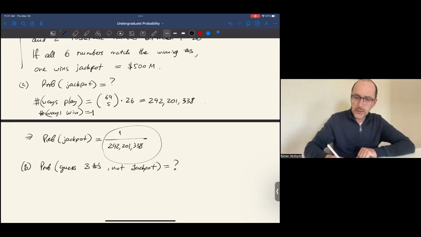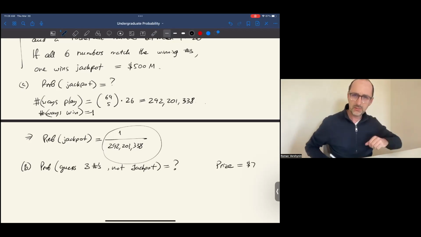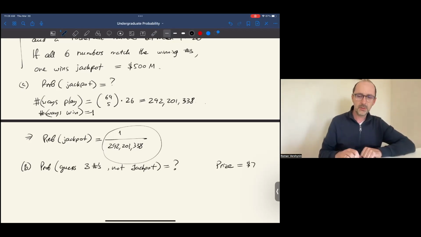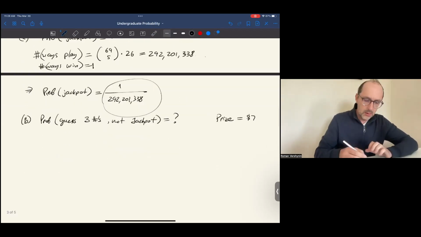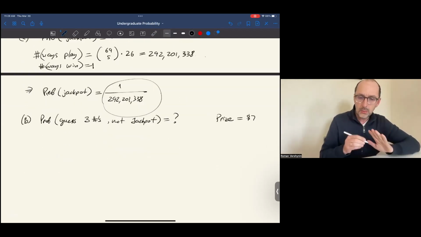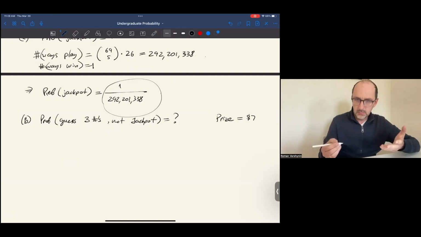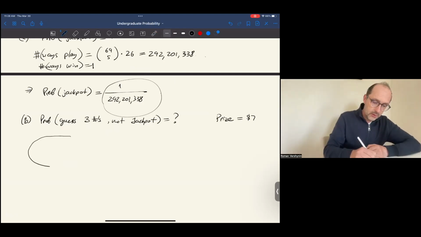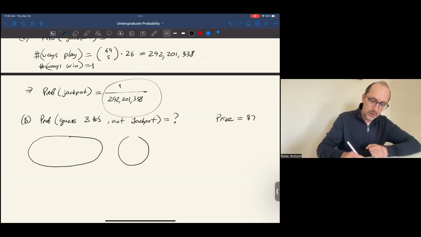In this case, you get a minor prize of $7. Quite smaller than the jackpot. Okay, again, how many ways are there to win that prize? Imagine this is our universe of numbers and a jackpot.